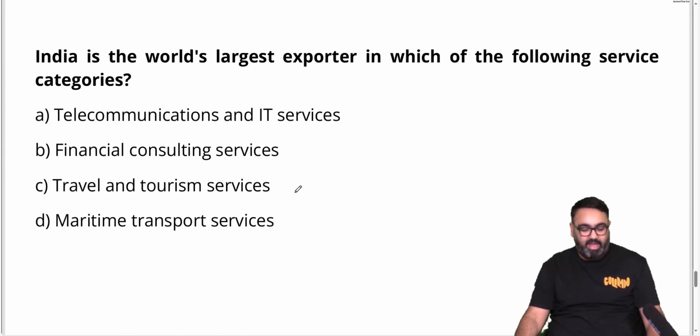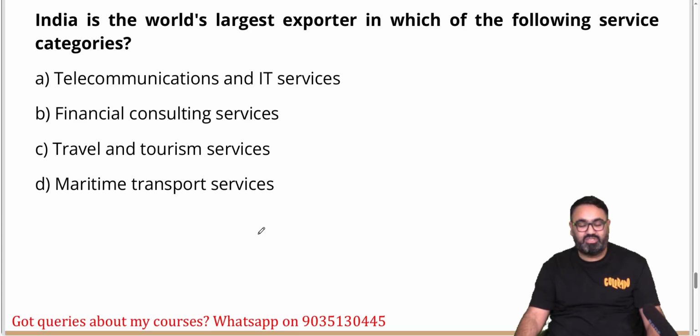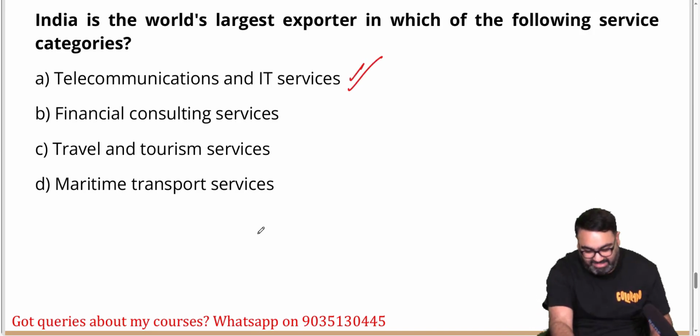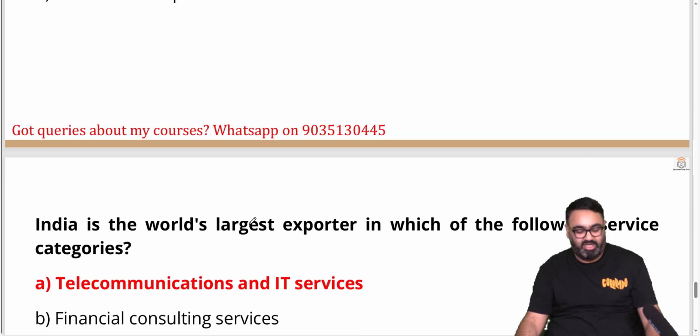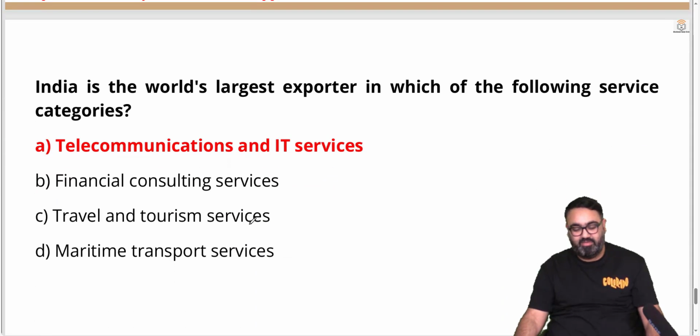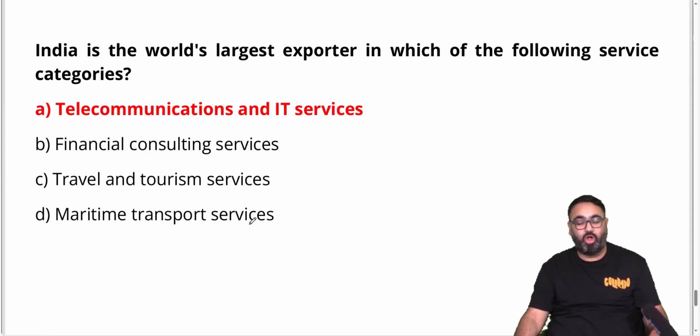One more question. India is the world's largest exporter in which of the following service categories? Telecommunication, IT, financial consulting, travel, tourism, maritime, transport services. Pretty easy. India's strength when it comes to export especially has always been the IT services. So even if you have to guess, this should be the guess and this is the correct answer. Telecommunication and IT services is the one which has been the largest contributor to our export to the world.